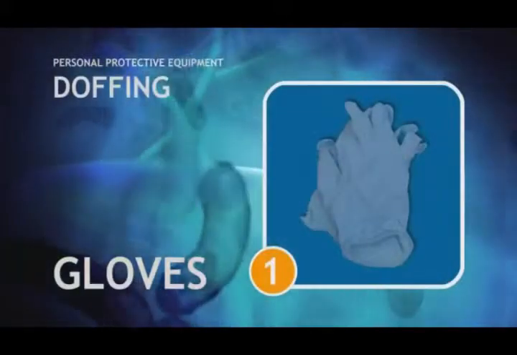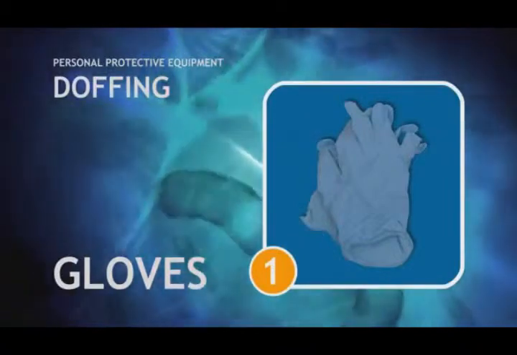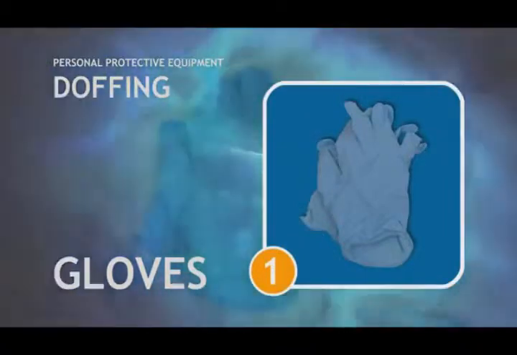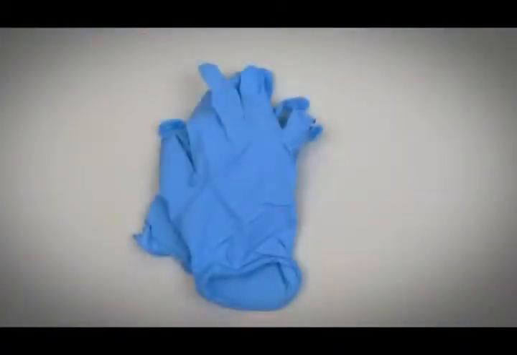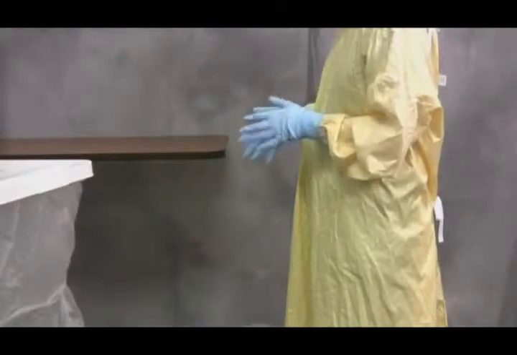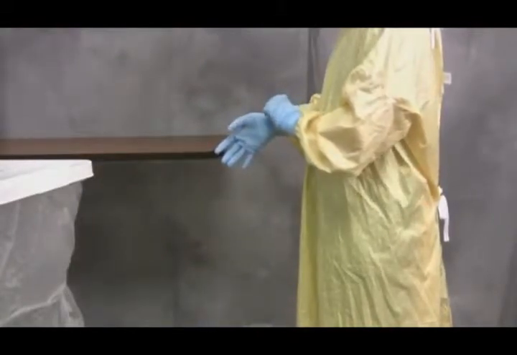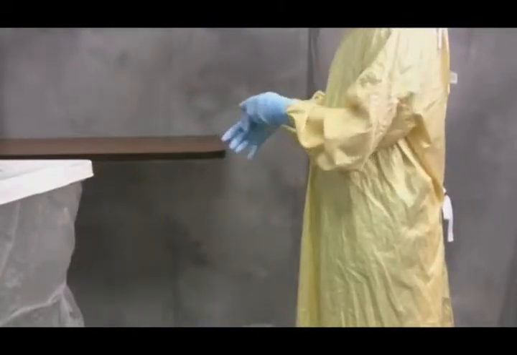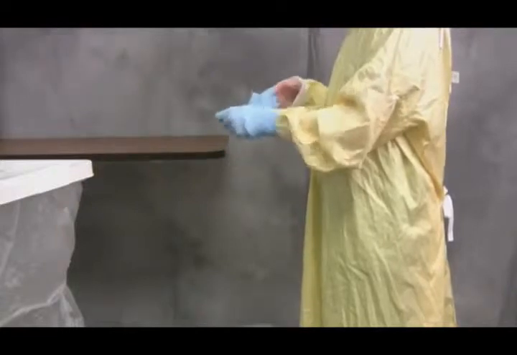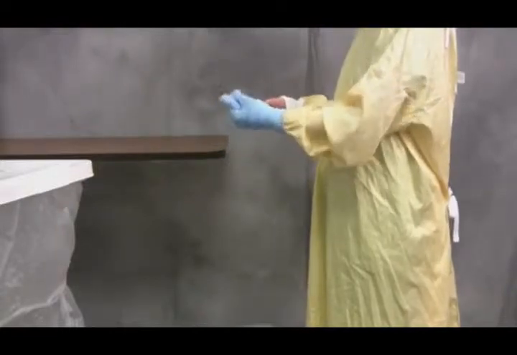The first step in the procedure to remove personal protective equipment is doffing the gloves. Gloves are removed first because they are likely the dirtiest item and are contaminated on the external surfaces. Grasp the first glove on the external surface at the cuff and gently peel off. Hold the removed glove in the gloved hand.